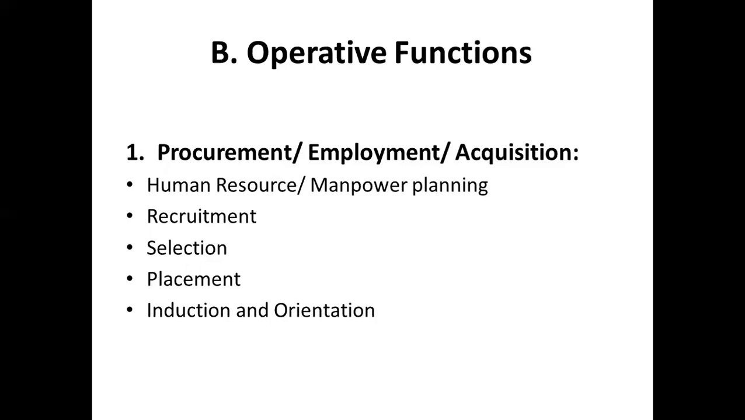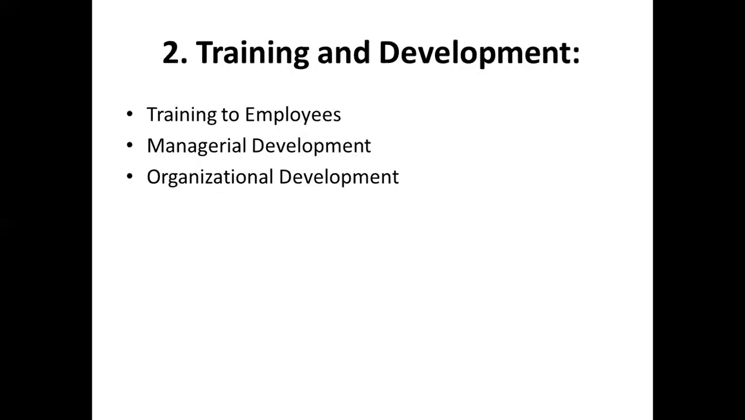So, what is a placement? You give the most suitable job to the people who got selected. That is a placement. And after the placement, you have induction and orientation. What is an induction? The one who got selected and placed needs to get used to the work environment. They should know their superiors, subordinates, or people working with them, and the work environment, history of the organization, culture of the organization. That we call induction and orientation. This is the first part of your operative functions.